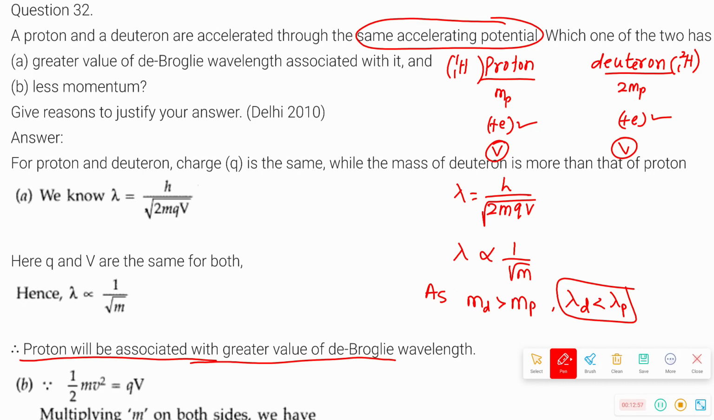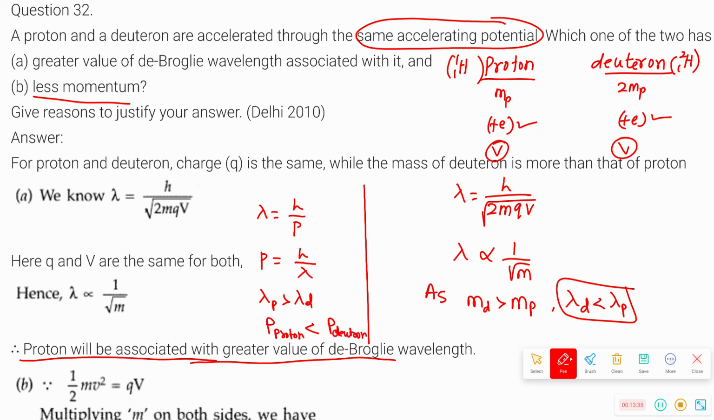Remember that. Next question is which is having less momentum. Once you find wavelength, then you can find momentum. So tell me the momentum formula. Lambda equal to h by p, so p equal to h by lambda. Now it is inversely proportional. Lambda of proton is greater than lambda of deuteron, so momentum of proton is less than momentum of deuteron. Very simple, right?